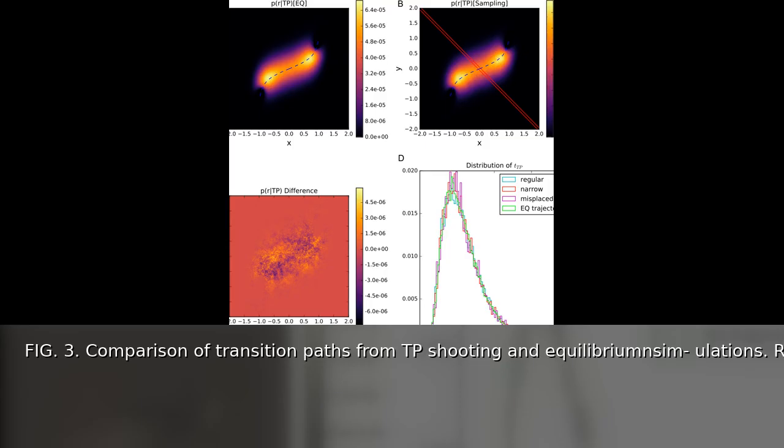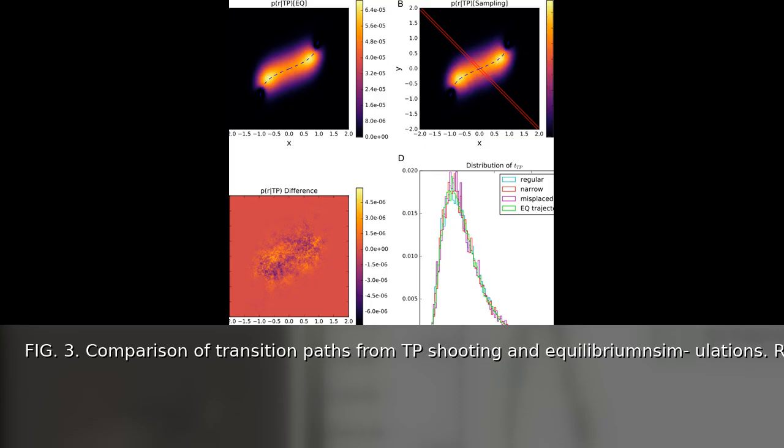Panels A and B show normalized spatial probability densities P of R:TP for transition paths obtained from equilibrium trajectories and from the shooting simulation, respectively. The path of steepest descent from the barrier is indicated by a blue dashed line in both panels, providing a reference for typical transition routes. The shooting range used in the sampling is marked in red in panel B.